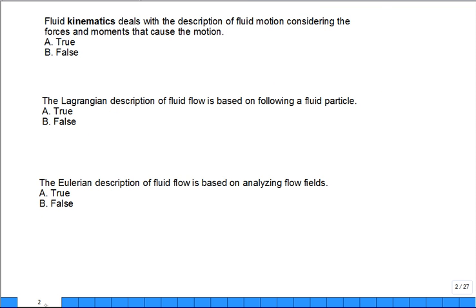True, false questions. Fluid kinematics deals with the description of fluid motion considering the forces and moments that cause the motion. True or false? Because it's not considering. That's how you fix it. So this is false. The Lagrangian description of fluid flow is based on following a fluid particle. True. And the Eulerian description of fluid flow is based on analyzing flow fields.